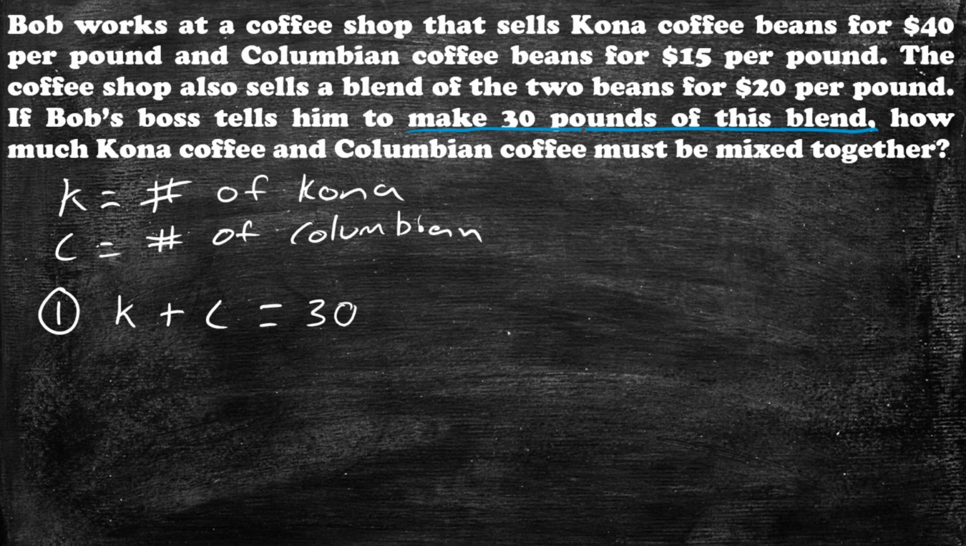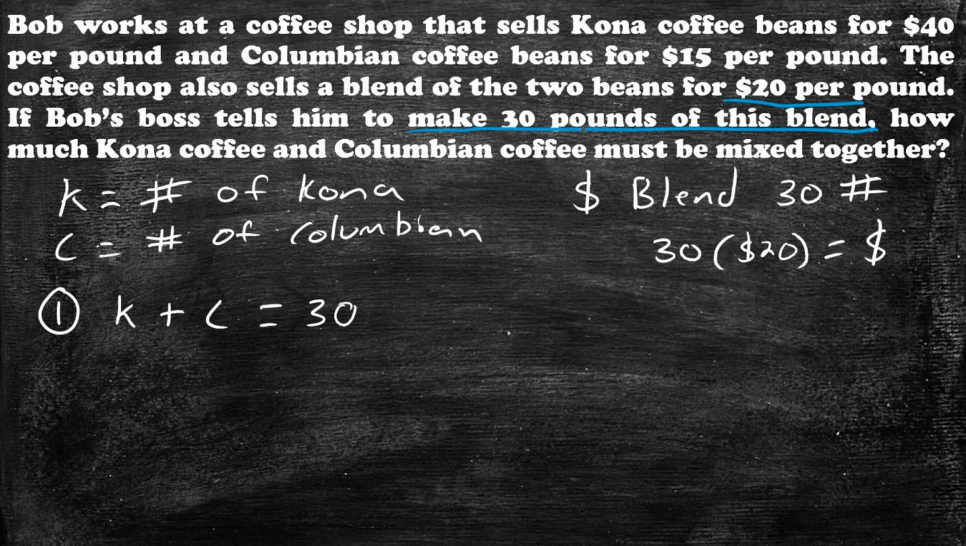And the other piece of information is a little bit harder to get. So we want to make 30 pounds of this blend. Let's find out what's the price of making this blend. So if they are selling this blend for $20 per pound, that means that the cost for the blend to make 30 pounds is 30 times $20. So that's the total cost to make this blend. So now let's figure out what the cost is of the other ones per pound to make up that $600.